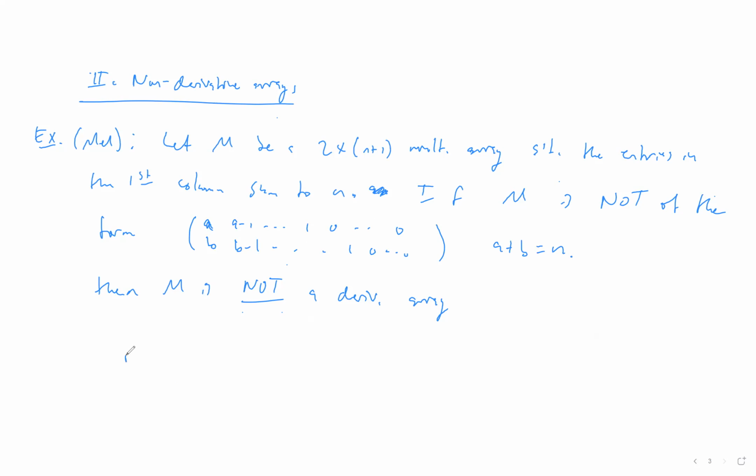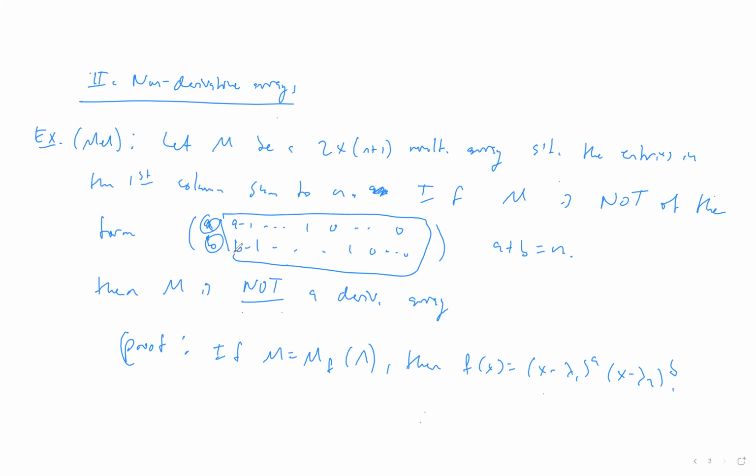And so the proof, right, the proof is that if M is equal to M_f of lambda, then f of x is equal to (x minus lambda 1) to the a times (x minus lambda 2) to the b, where a and b are just going to be these two entries, whatever they are. But then by direct computation, this forces the rest of the matrix M to look like this.